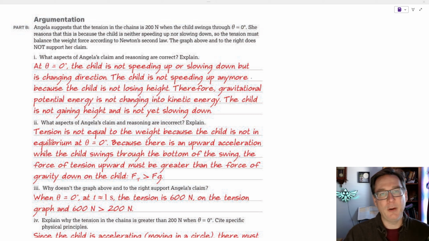oh, hang on, this is just the part about what is correct. Yes, they're not speeding up. So there's nothing changing. The child's not gaining height, not slowing down. So those are all basically just different ways of saying the child is not speeding up or slowing down.